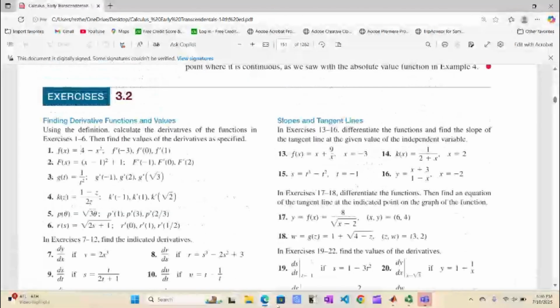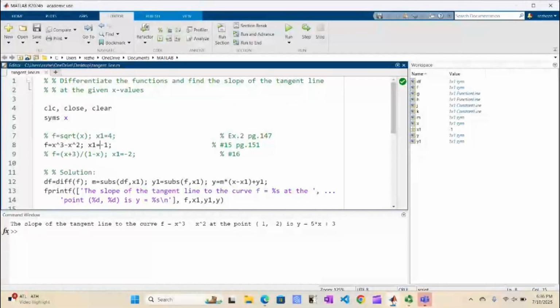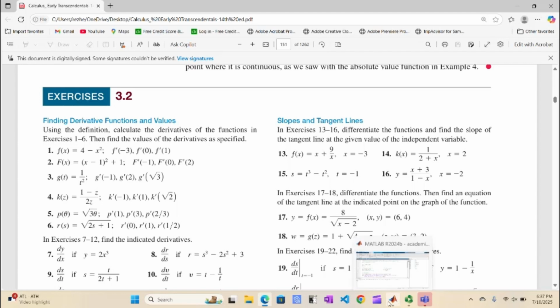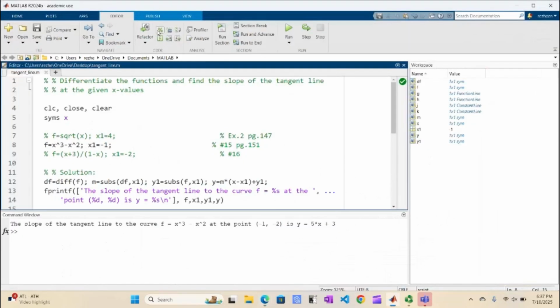Let's see. This is, yeah, problem number 15, and this is this problem here. They call it S here, but in MATLAB I just call them X and Y. And let's look at number 16. Y equals x plus 3 over 1 minus x, evaluated at x equals minus 2. The layout of this problem is similar to the example. It says differentiate the function and find the slope of the tangent line at the given value. So if we go ahead and run this one, let me comment here and run this third problem.